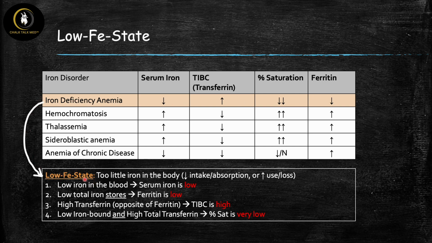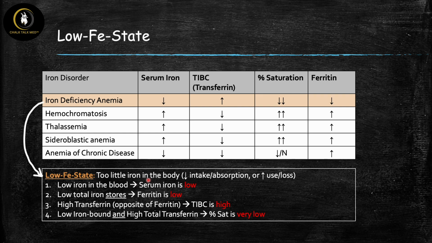In the low Fe state, the low iron state, obviously the problem is too little iron inside the body. This can occur because you have too little intake or absorption of iron, or too much iron use or loss, for example, through blood loss. But whatever the cause, the problem leads to iron deficiency anemia and too little iron in the body. So now let's talk about what the iron studies are going to look like here.